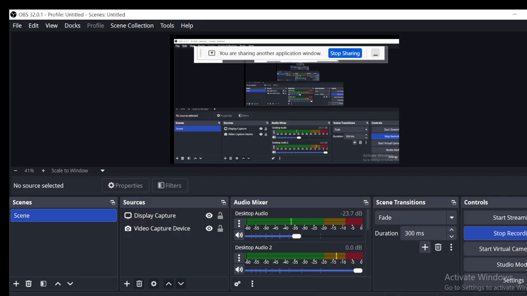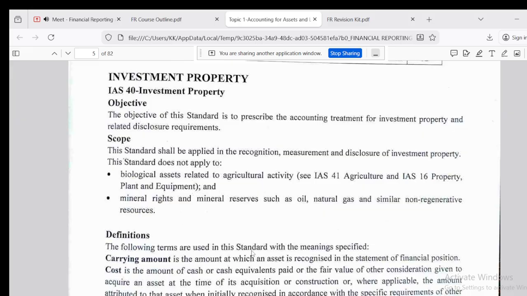So we were talking about IAS 40, right? That is International Accounting Standard number 40, investment property. You can just write that the standard is applied in the recognition, measurement and disclosure of investment property.